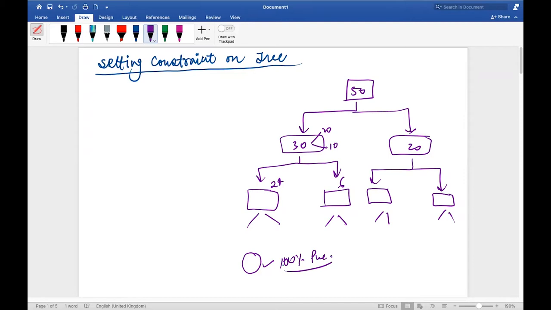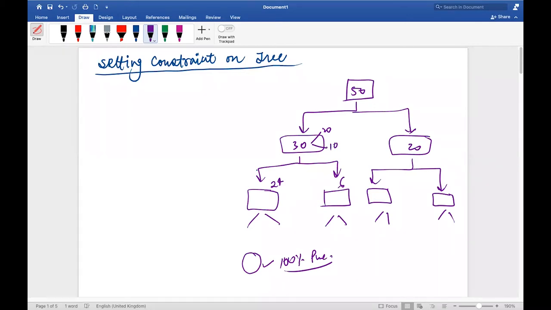Now, what do I mean by 100% pure? 100% pure means that particular node will contain all the data points from a single class. Yes, or no, or one, or zero, any class, but only one class. A, B, C, any class, but just one class. All the data points in that particular node belong to single class A, single class zero, single class one.